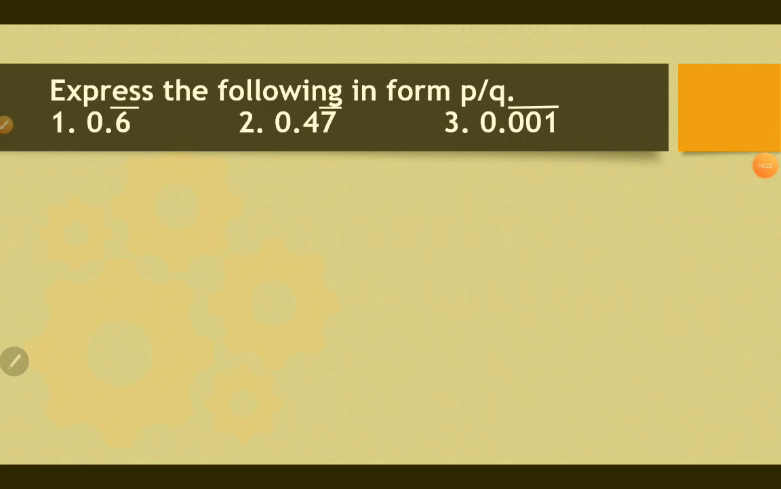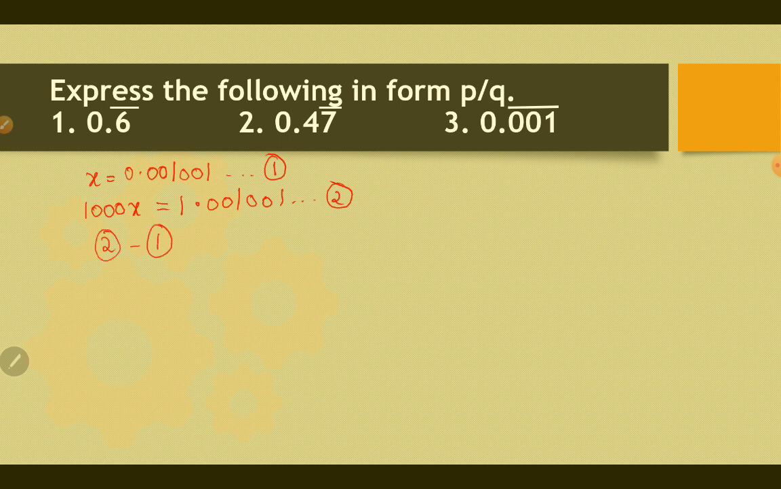The third part of the question is 0.001 the whole bar. So x is equal to 0.001001, that is equation number 1. So 1000x is equal to 1.001001, that is equation number 2. Equation 2 minus equation 1 is nothing but 999x is equal to 1. So x is equal to 1 by 999.